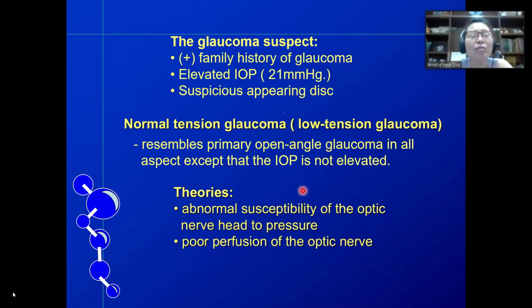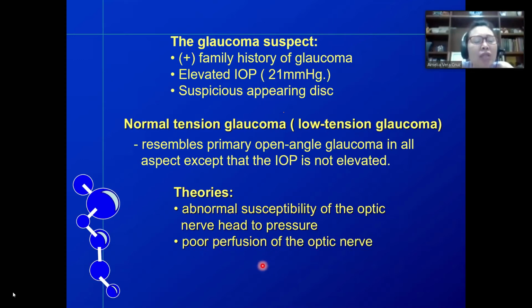So walang kumbaga depende sa tao kung ano ang normal para sa kanya. That means if at 15 millimeters mercury the optic nerve is still damaged, dapat pababain pa yan ng 9 millimeters mercury. Okay? At sure, the lower the pressure, the better. Here are the theories why these patients develop normal tension glaucoma.